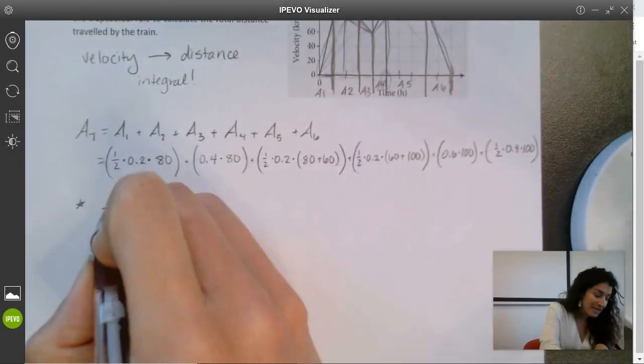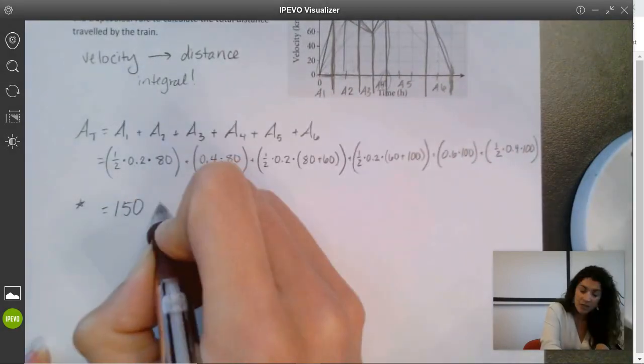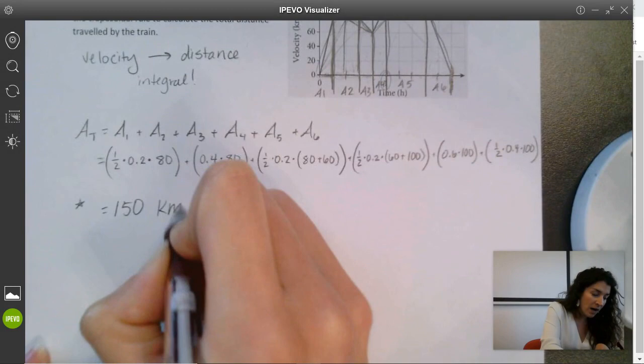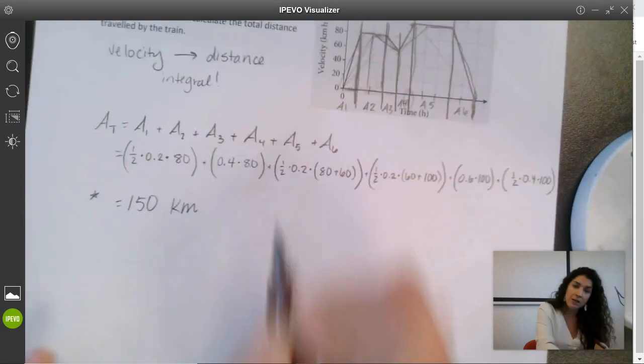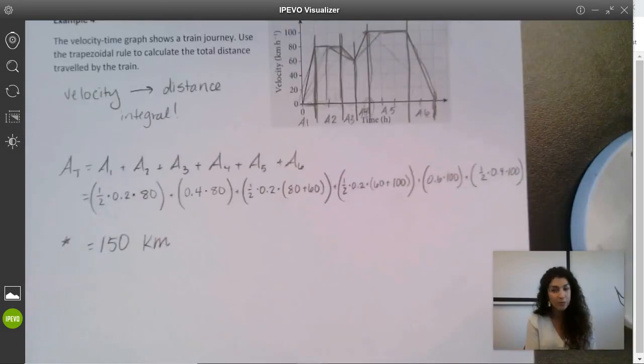We end up getting exactly 150 kilometers. Now, here I'm not using an approximate because this isn't an equation where we're trying to approximate the area under the curve. This is a shape that represents a velocity versus time comparison. And of this, we can find the exact area. And so that's why it is exactly 150.